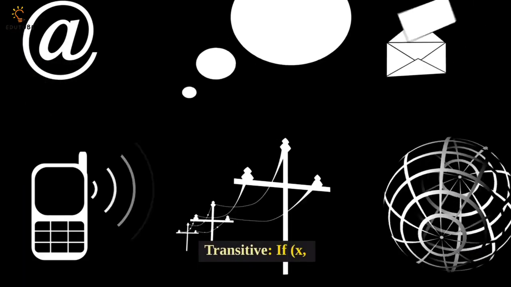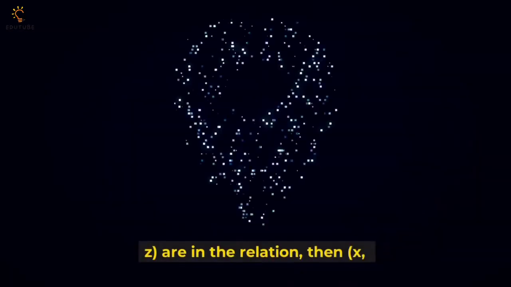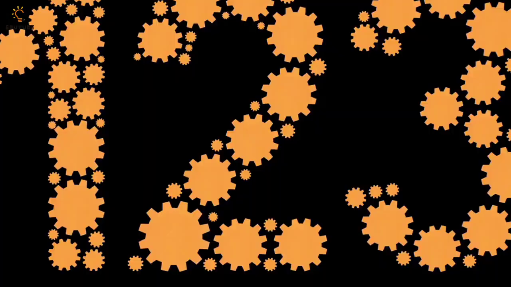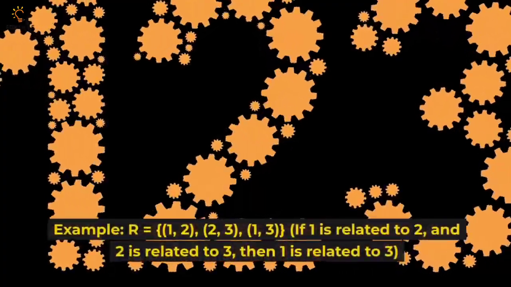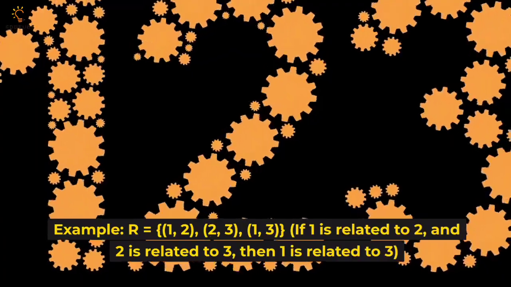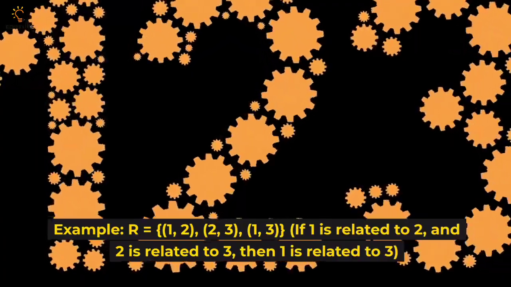Transitive. If (x, y) and (y, z) are in the relation, then (x, z) must also be in the relation. Example: R = {(1,2), (2,3), (1,3)}. If 1 is related to 2 and 2 is related to 3, then 1 is related to 3.